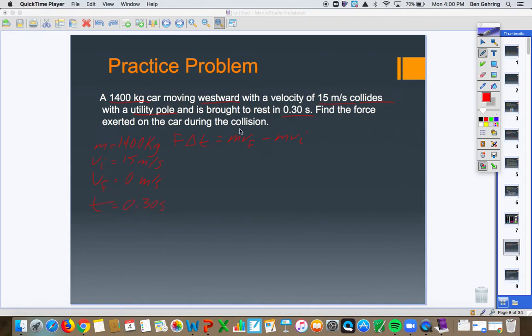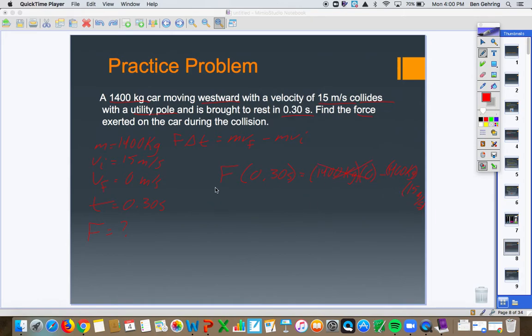So now I can plug numbers in here. We're looking for force, so I need to find F. I know that F times 0.30 seconds is equal to mv final, sorry, so 1,400 kilograms times 0 minus 1,400 kilograms times 15 meters per second. Okay, so this is going to cancel out and be 0.